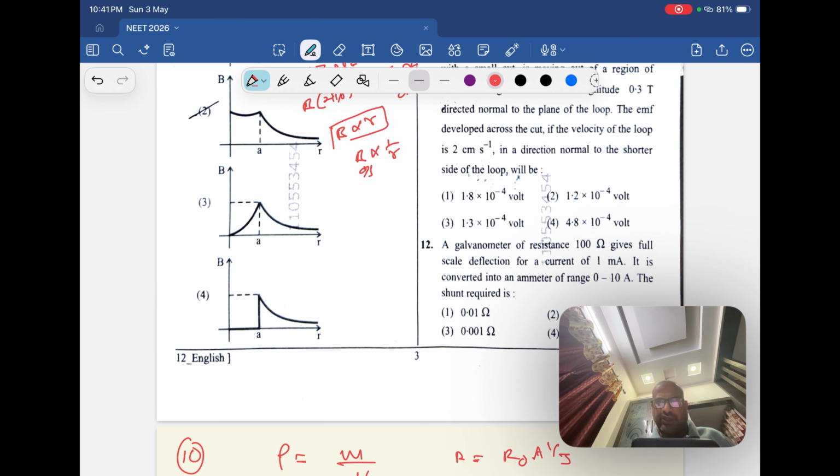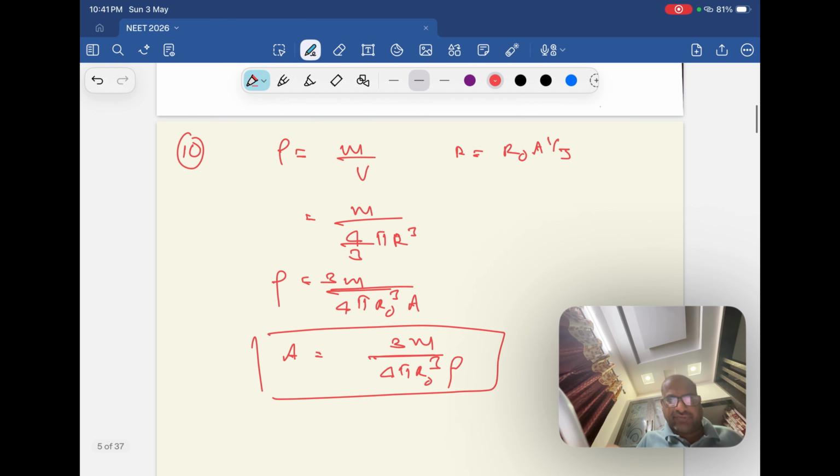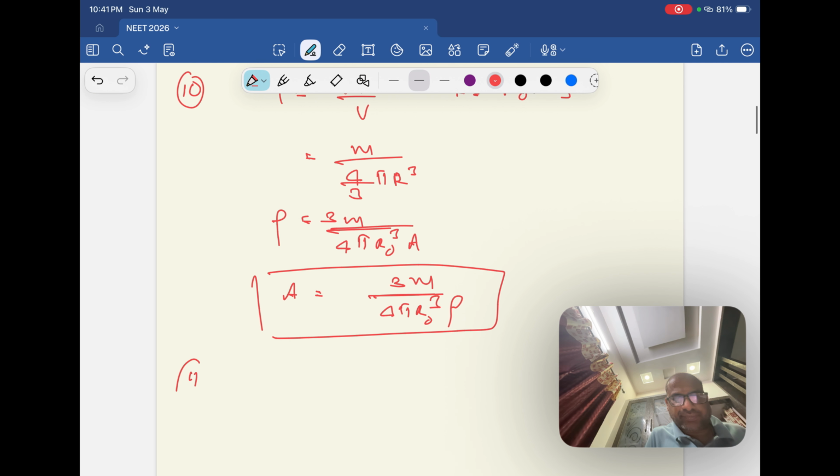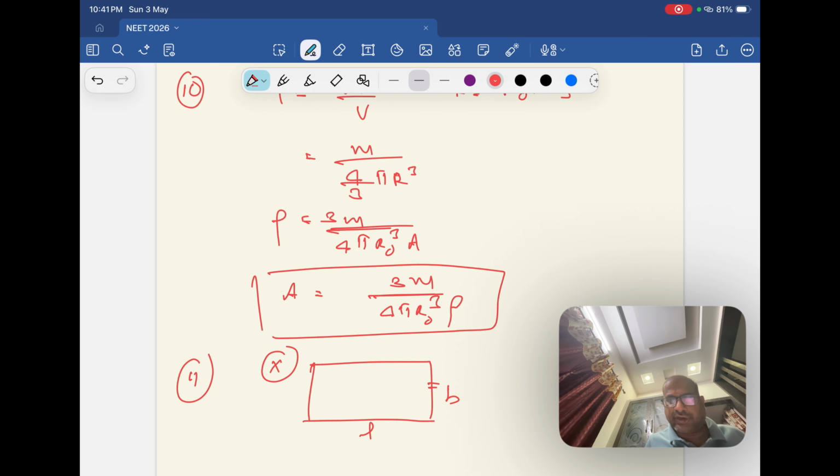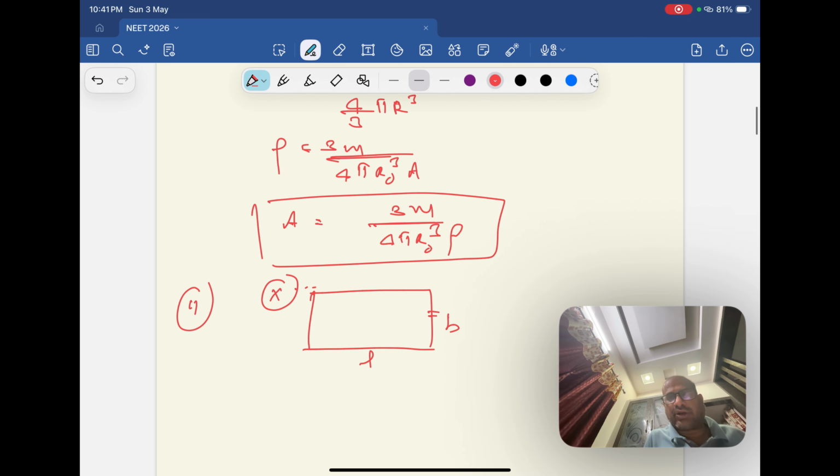EMF developed across the loop, in a direction normal. Shorter loop, shorter, and this one. Longer. So this is going like this. So BLV. So now you can see here flux is changing. Now we are having this kind of thing. So per shorter and this much. This is length and this is breadth. If you see, the magnetic field is pointing into the page.